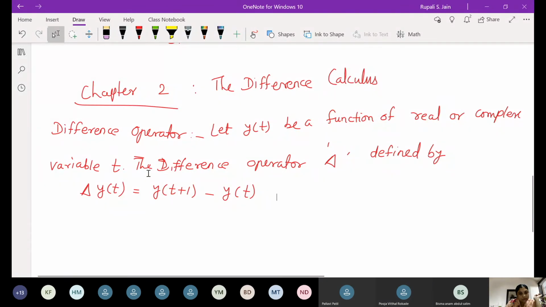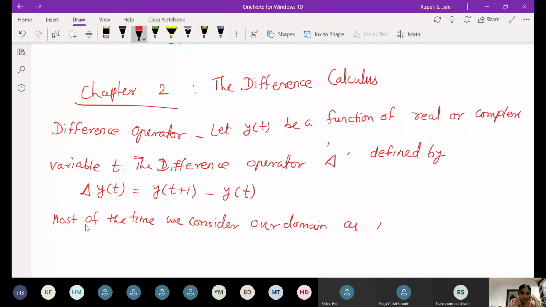No problem. Then we define the difference operator delta as delta yt is equal to y(t plus 1) minus yt. Usually we consider the difference operator for yt, where t we take as natural numbers, not real or complex. Okay. Most of the time, I will write here, most of the time, we consider our domain as natural numbers. Okay, natural numbers.